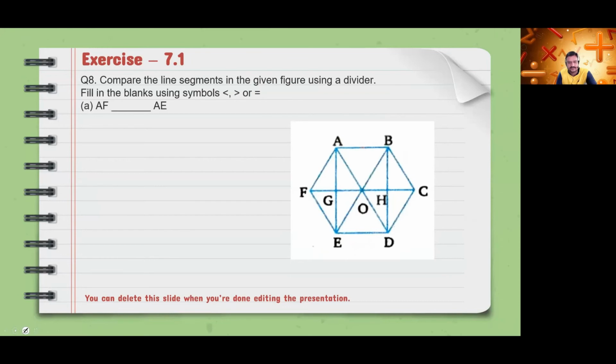Now, if the session gets over, you will again rejoin me. We will complete this exercise today only. If the session gets over, you will rejoin with the same link which is sent on your WhatsApp. Here they have said, compare the line segments in the given figure using your divider. Do you have the geometry box with you?